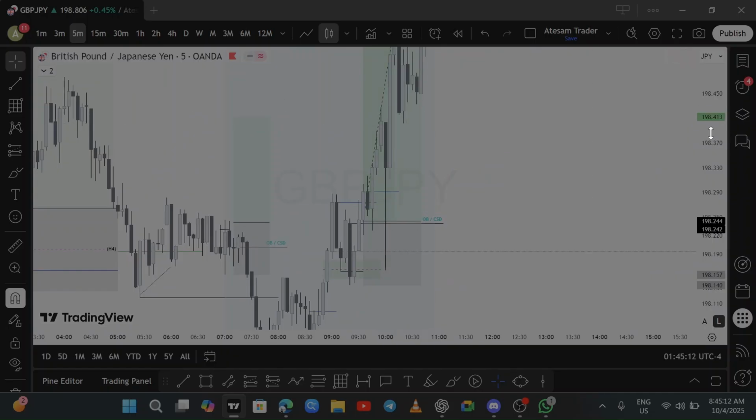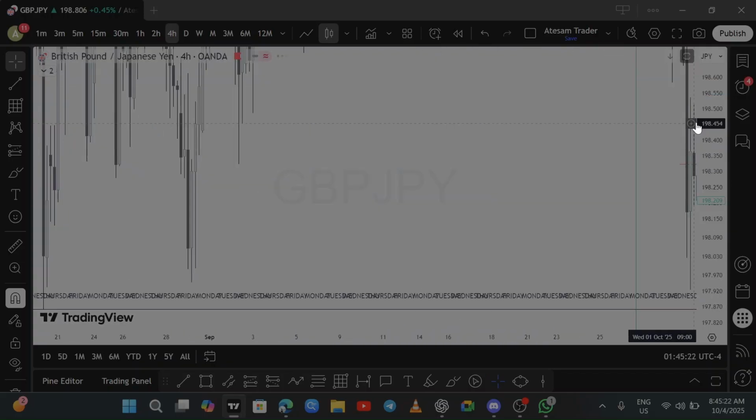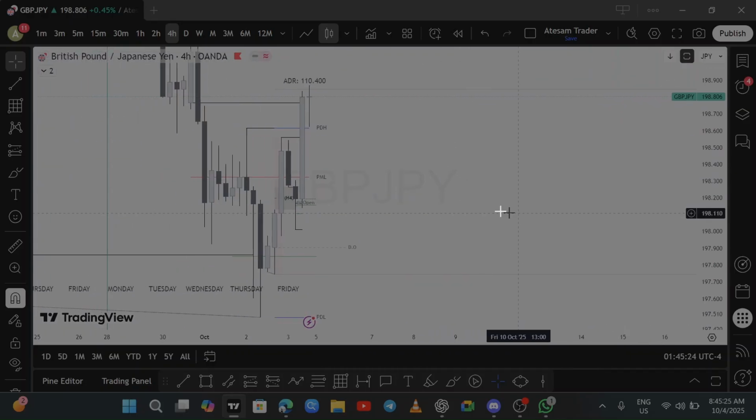Then what about this trade? This trade was a very good trade, but I didn't take it because at that time I had taken a trade on the gold. But I shared this trade with my friend. I'll show you the idea behind it. So what happened here?